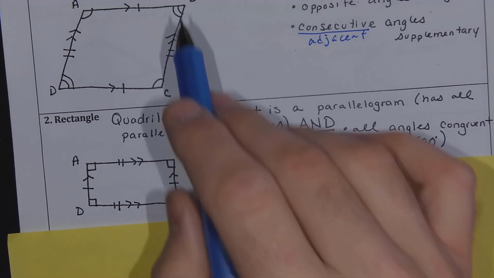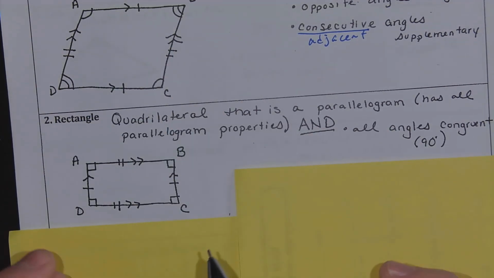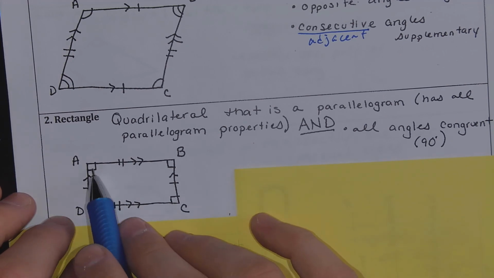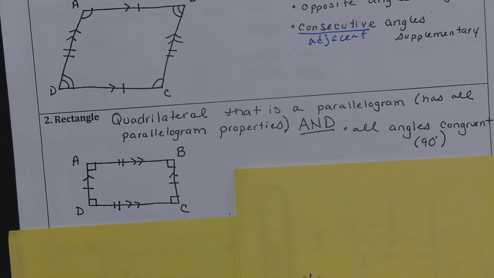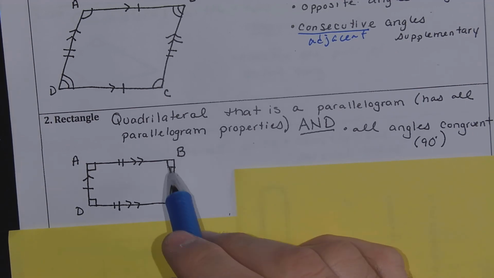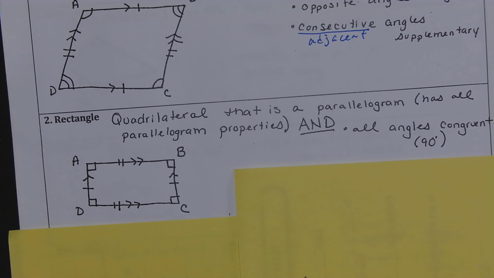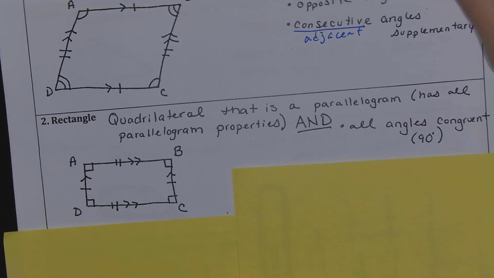So as you can see, it's got the similar markings. The only change here is that instead of the arcs, I have 4 90-degree angles because all the angles are congruent. So sides are parallel, sides are congruent, and consecutive angles are still supplementary because 90 plus 90 is also 180. So that's rectangles. If you need to pause it, catch up, you can.